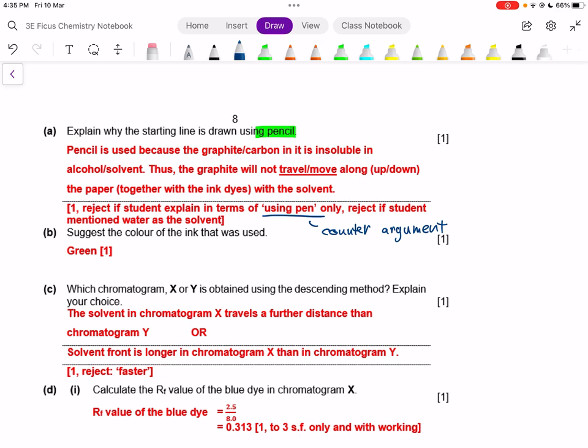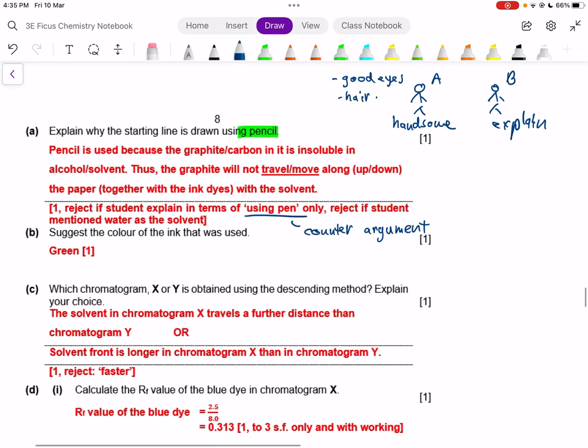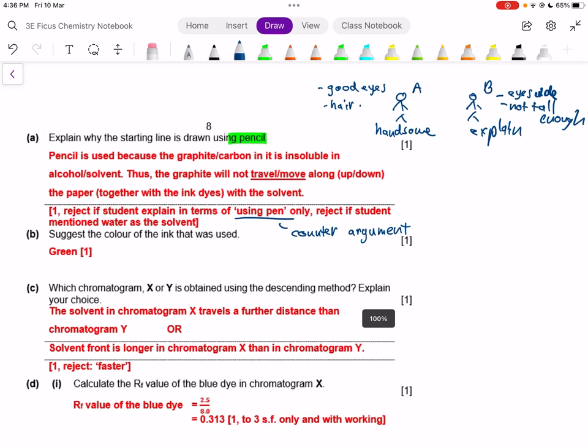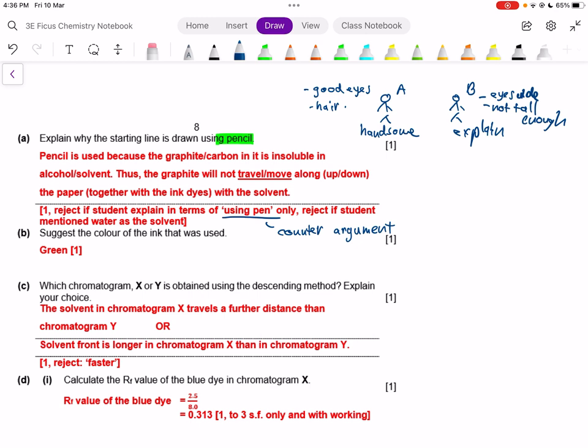It's like two guys, A and B. I say this fellow is handsome, then I start explaining about the other guy instead. You should tell me about A when I ask why A is handsome: good eyes, very nice hair. Instead you explain about B: the eyes are white, not tall enough. It doesn't make sense, right? You are comparing between two things.